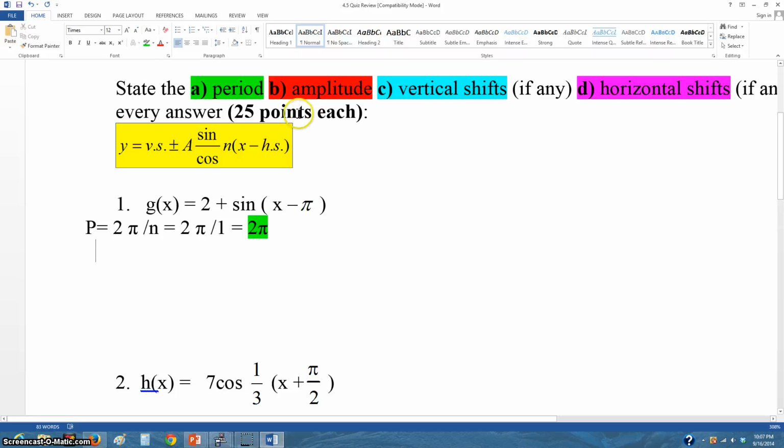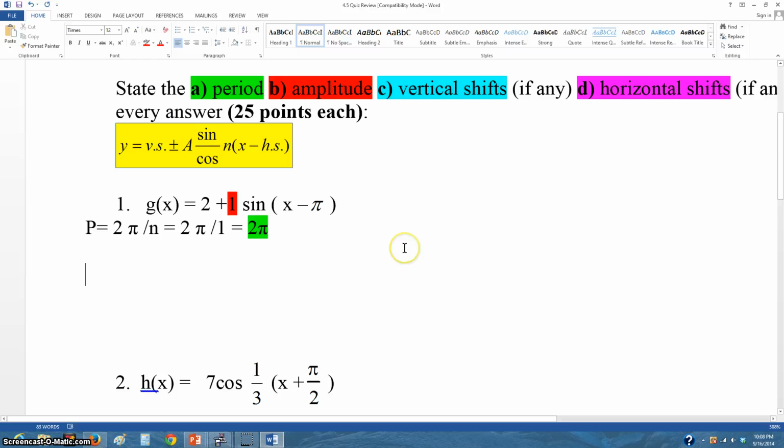Next is my amplitude. My amplitude is always positive. In this case, it's always in front of your trig. So if you look here, my amplitude, even though you don't see it, is a 1. But if you have to place it in there, go ahead and do that. So my amplitude is actually a 1.